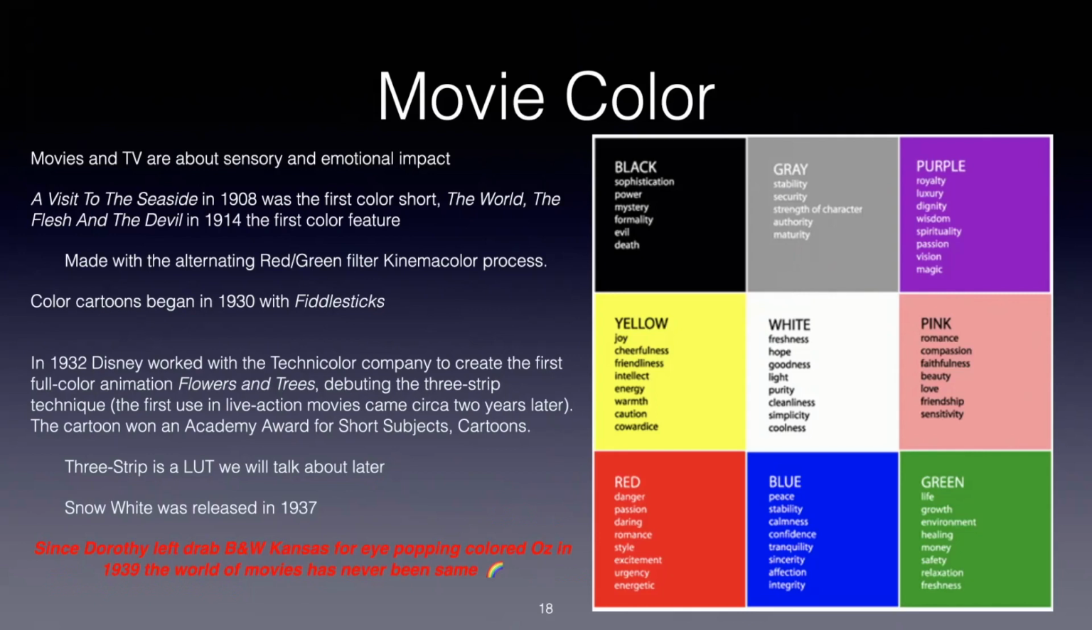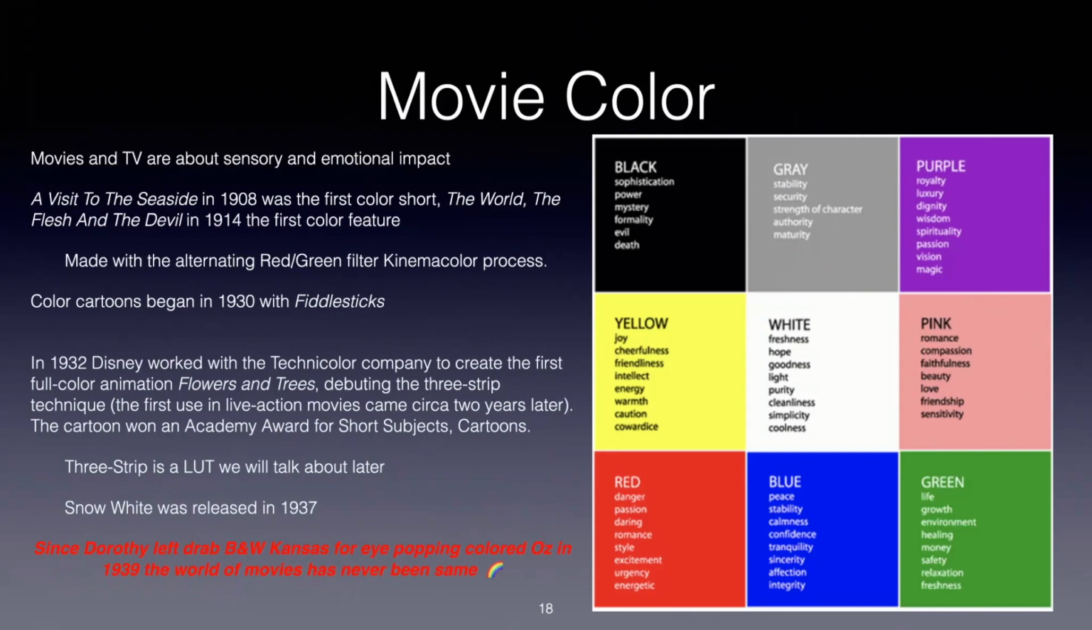The Visit to the Seaside was the first color short. Flesh and the Devil was the first color feature, and they used a Kinemacolor process. It was basically red and green. And I'm going to show a lot later that shows how that process looks. The first color cartoons were 1930, and then the most famous one you've heard of is Disney's Snow White in 1937.